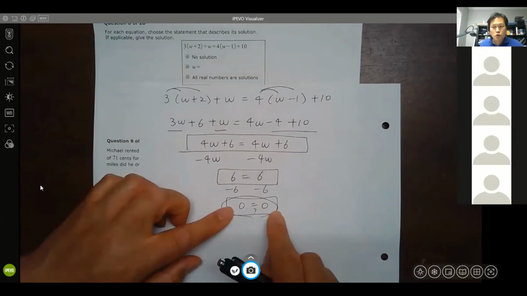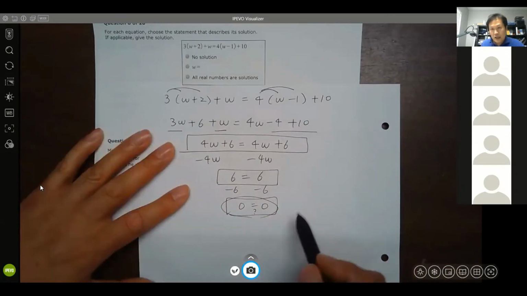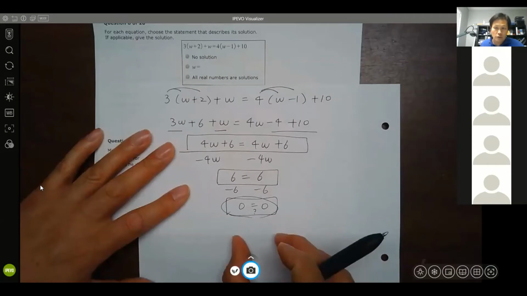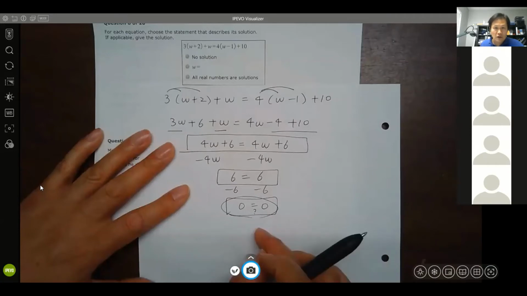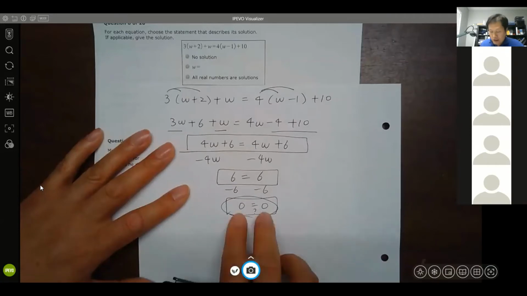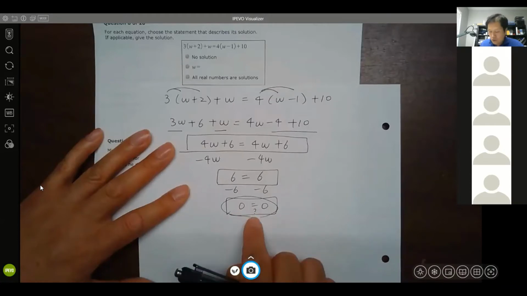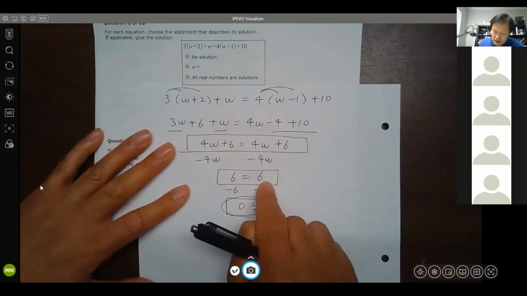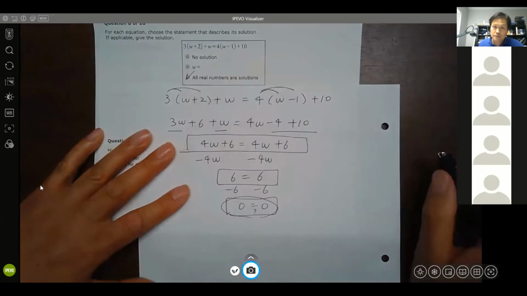So long story short, when you get a statement like this without variable, there's no x, there's no w, we have numbers. If a statement is true like this, 0 equal to 0, 6 equal to 6, then the answer is all real numbers. Okay, infinitely many solutions.